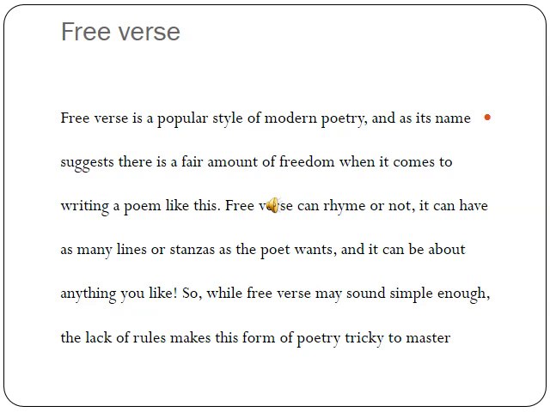Free verse is a popular style of modern poetry, and its name suggests that there is a fair amount of freedom when it comes to writing a poem like this. Free verse can rhyme or not. It can have as many lines or stanzas as the poet wants, and it can be about anything you like. While free verse may sound simple enough, the lack of rules makes this form of poetry tricky to master.